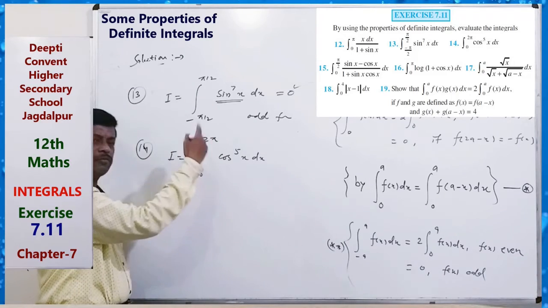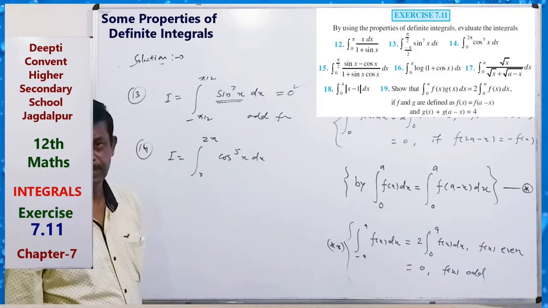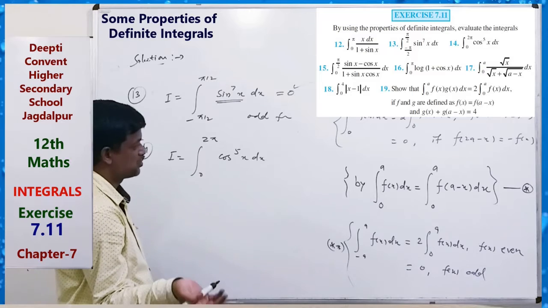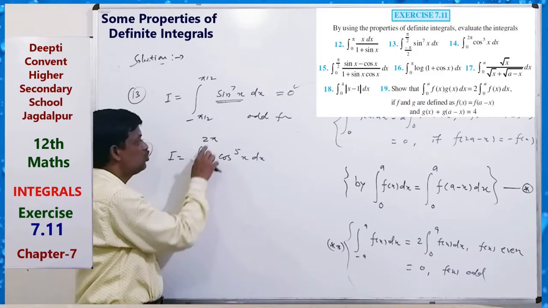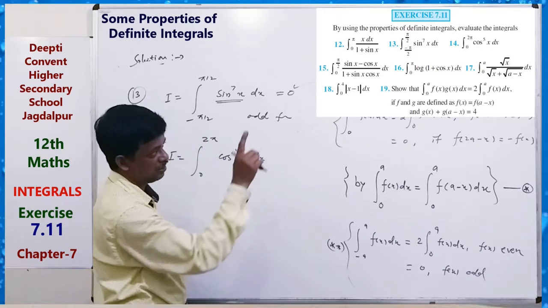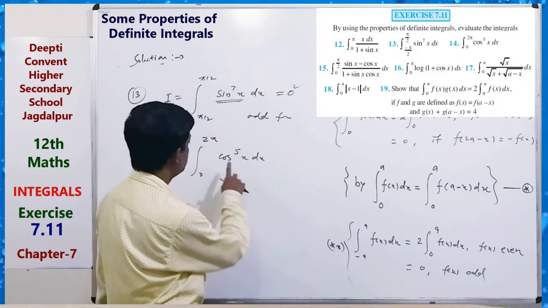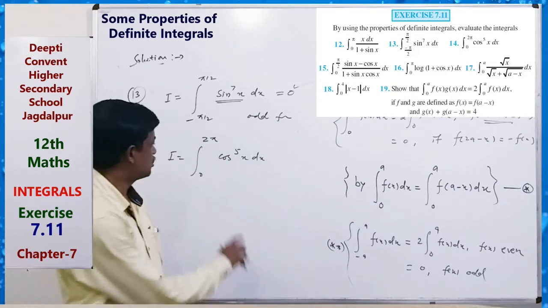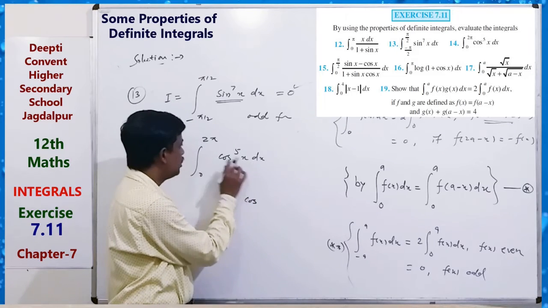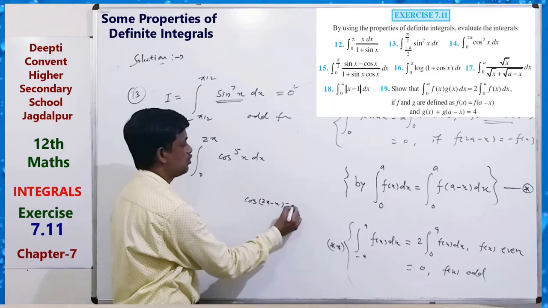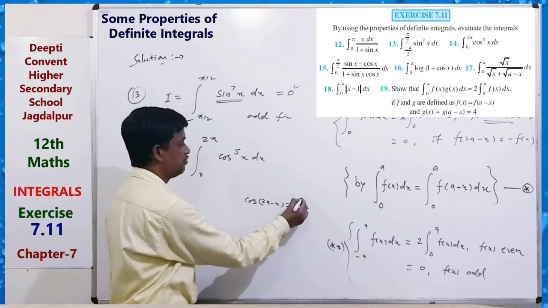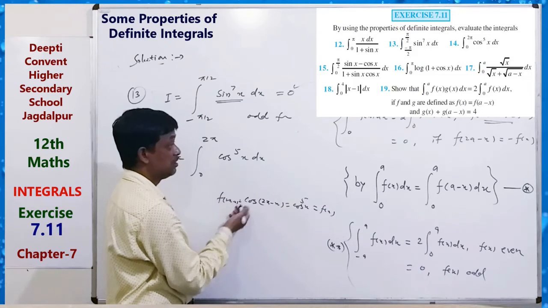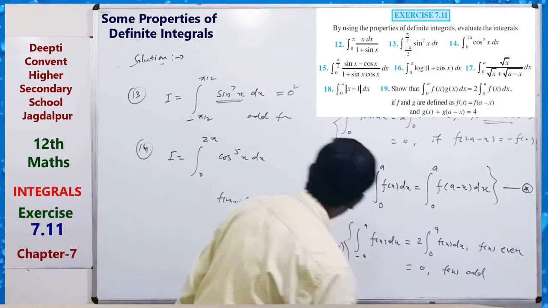Cos is an even function, and power 5 is even too. But here even-odd is not applied. So for 0 to 2π, with 2a being 2π, we can use this formula. Cos x satisfies this: 2π minus x gives cos x power 5, which is f(x). So f(2π − x) equals f(x), the first condition is satisfied.